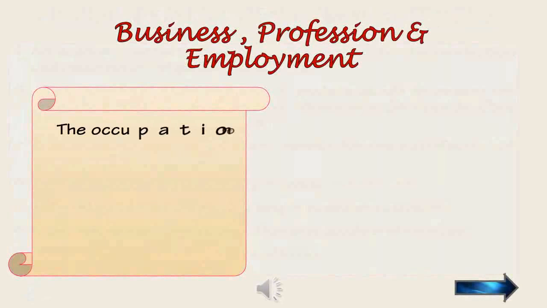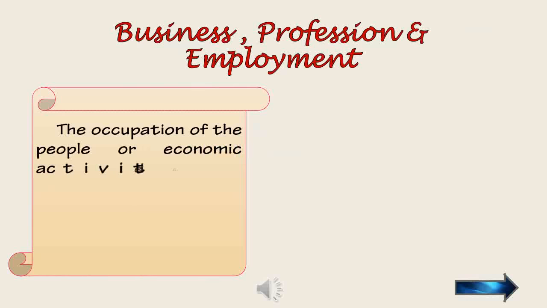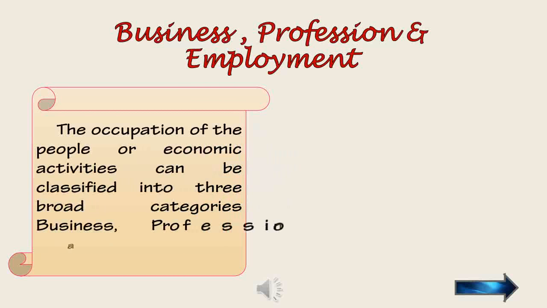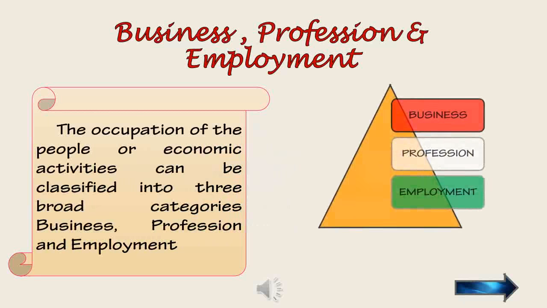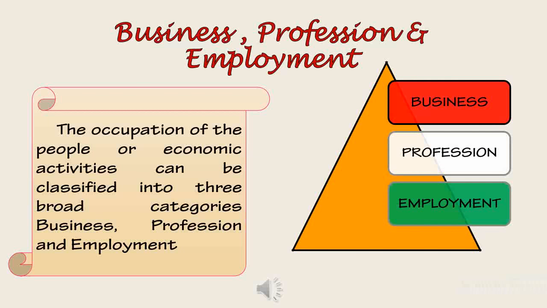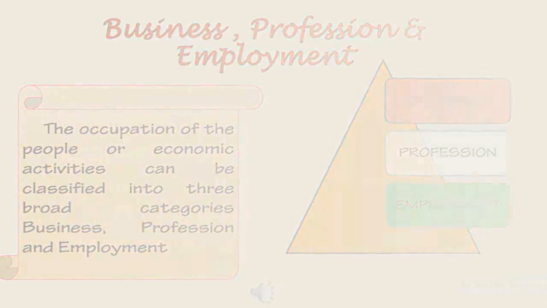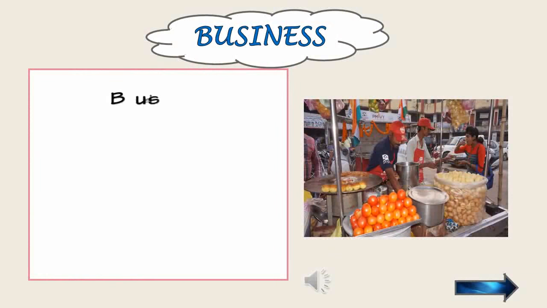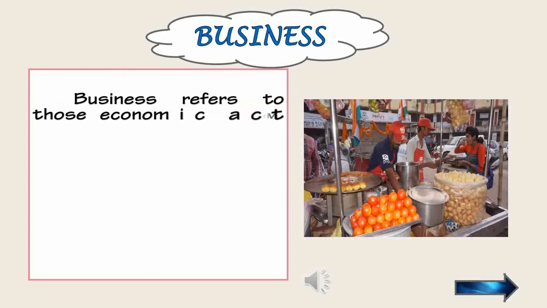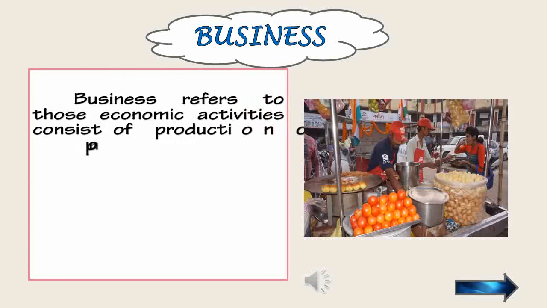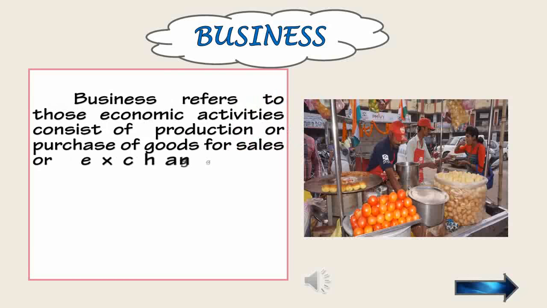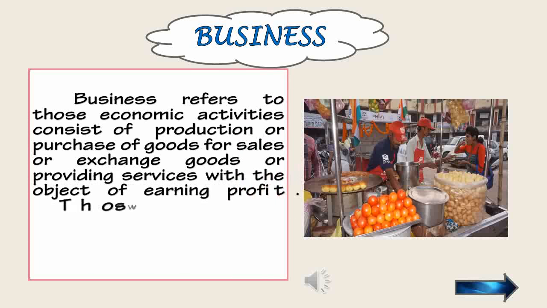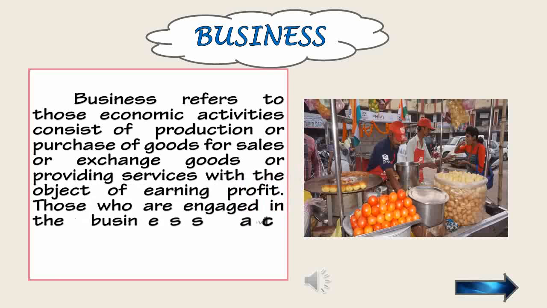The occupations of the people or economic activities can be classified into three broad categories: business, profession, and employment. Business refers to those economic activities which consist of production or purchase of goods for sale or exchange of goods or providing services with the object of earning profit. Those who are engaged in business activities earn income in the form of profit.